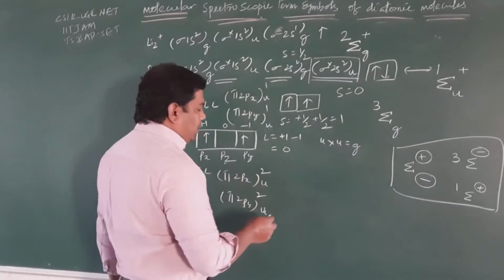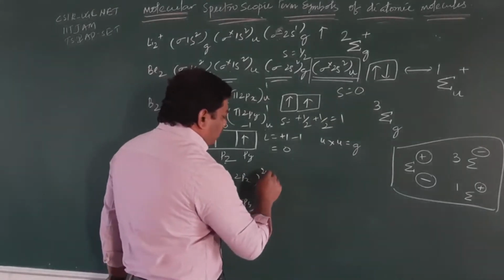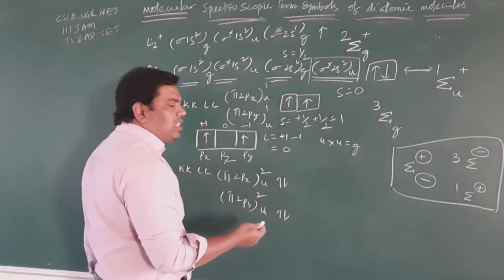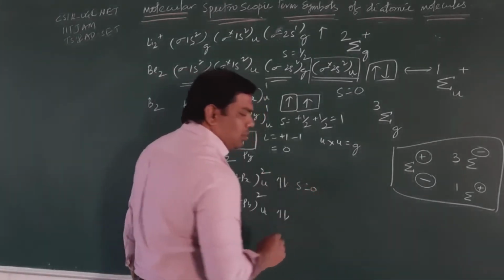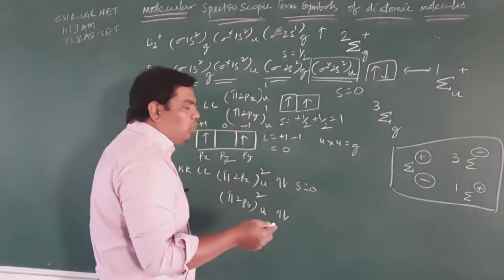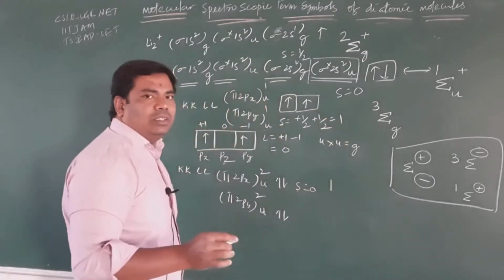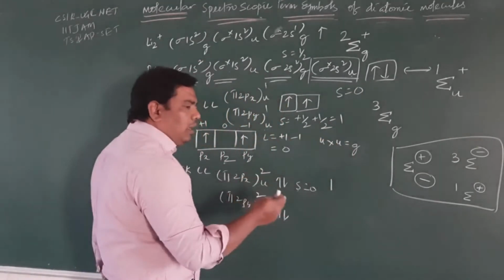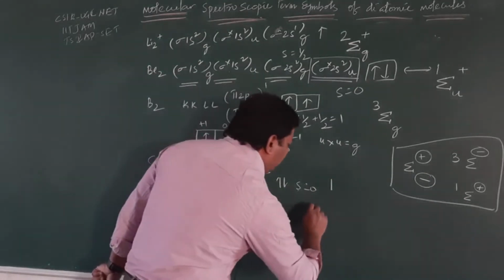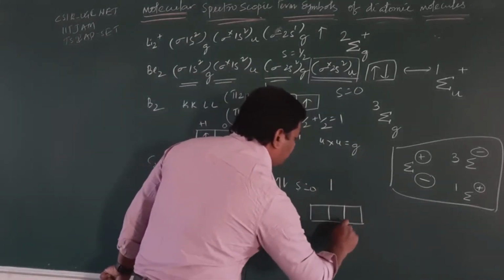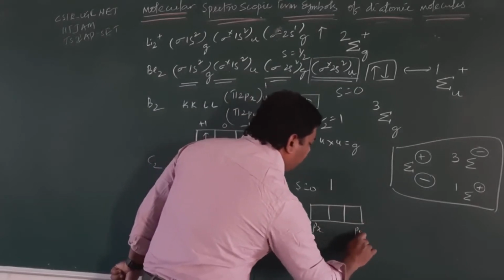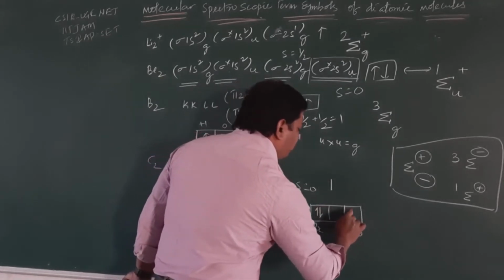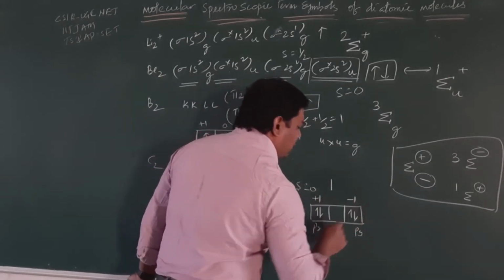Here you can see, students, all the electrons are paired up. So if all the electrons are paired up, then S is equal to 0. S is equal to 0 means what is the spin multiplicity, student? 1. The spin multiplicity is 1, right? Then we will move to the term symbol. Whether it is pi or sigma, we will see. Generally you can write px, then py, and this is pz, student. So this is plus 1, minus 1. Clear, student?